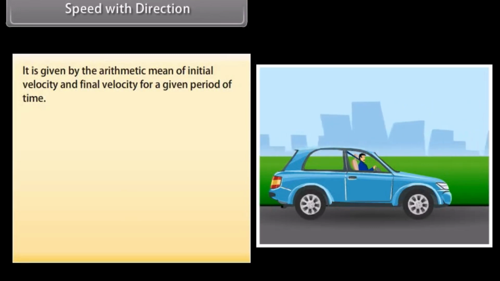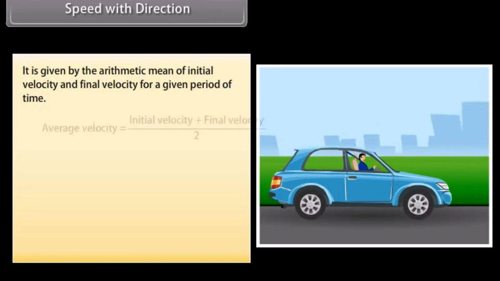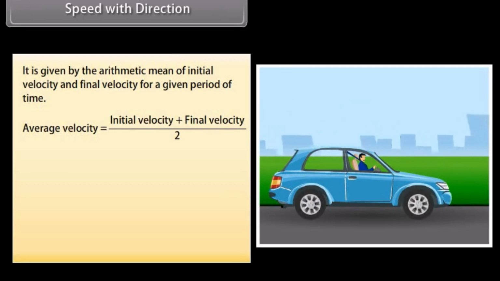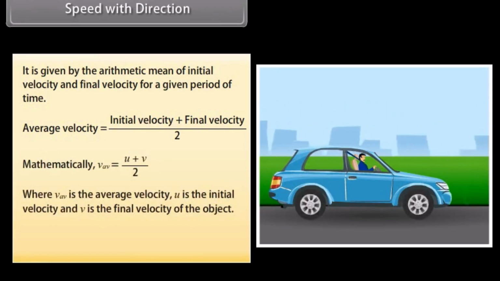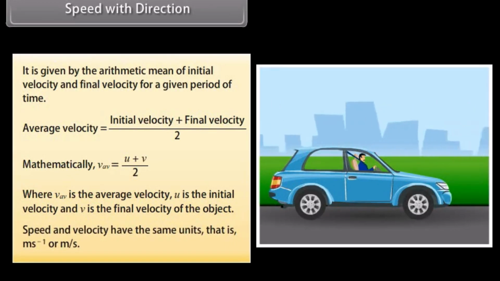It is given by the arithmetic mean of initial velocity and final velocity for a given period of time. That is, average velocity is equal to initial velocity plus final velocity by 2, where VAV is the average velocity, u is the initial velocity, and v is the final velocity of the object. Speed and velocity have the same units, that is, meter per second.